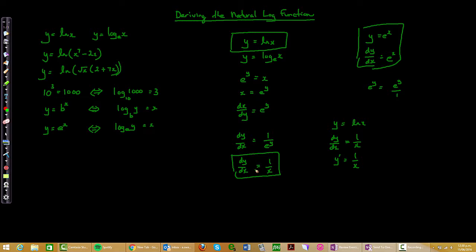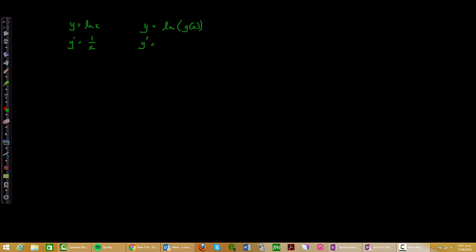So what we need to look at next is, what about some composite functions based on this idea? Let's have a look at how we might derive some sort of composite function. Well, we're going to use the good old chain rule that we've used in the past with other composite functions. So if we've got the natural log of some other function of x, not just x, let's do a simple example here.